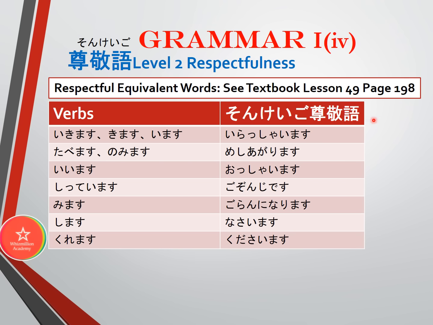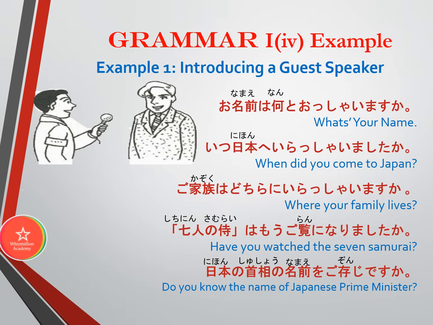So these are the 7 sonkeigo equivalent words. These are level 2 respectfulness, the same level as the ni narimasu sonkeigo. In this example, the announcer will use sonkeigo when he's introducing a guest speaker. The guest speaker may reply in a humble expression. The guest speaker here is Michael.